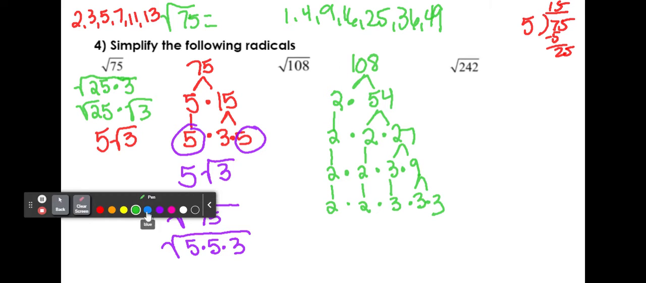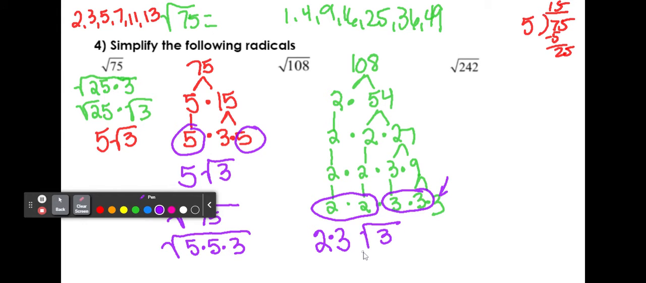So wherever there's a repeat, such as those 2s, that gets pulled to the outside because the square root of 4 is 2. And these 3s get pulled to the outside because the square root of 9 is 3. So I'm basically putting those on the outside, and that square root of 3 gets left on the inside because it's not a perfect square. Then I simplify this. 2 times 3 is 6, square root of 3.